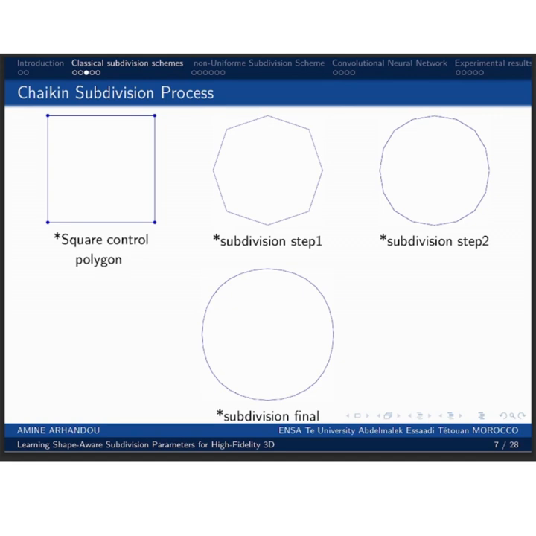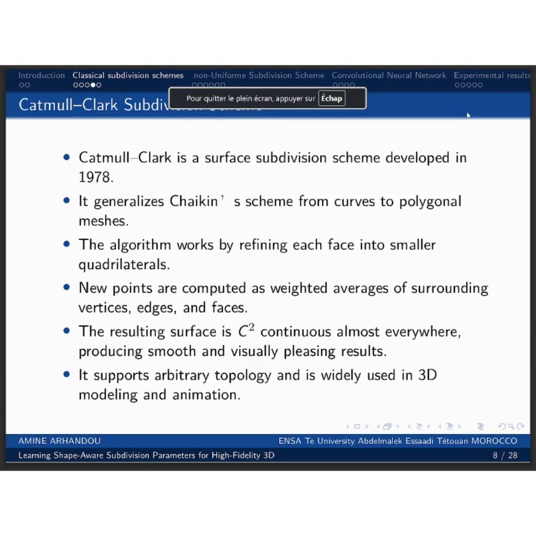This figure explains Chaikin's subdivision process. You can see here we have a square control polygon and subdivision step 1, step 2, and the final subdivision. We move now to Catmull-Clark subdivision schemes.